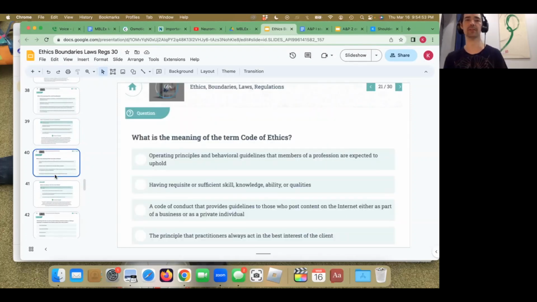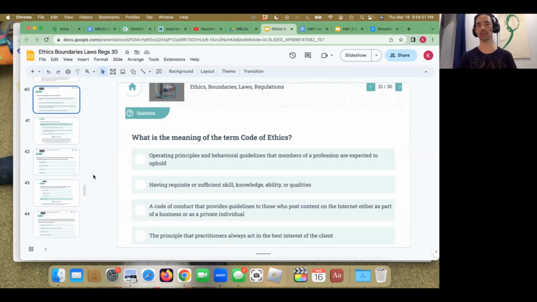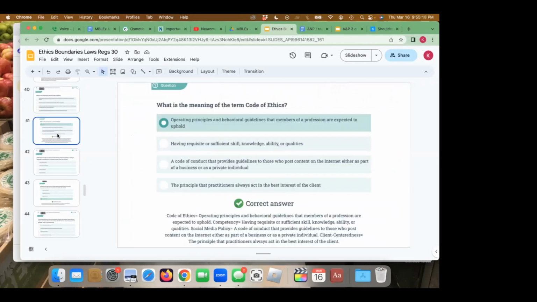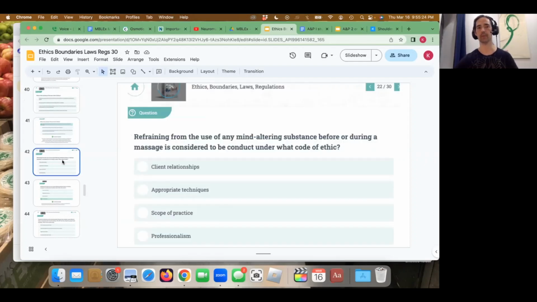What is the meaning of the term code of ethics? Operating principles and behavioral guidelines that members of a profession are expected to uphold, having requisite or sufficient skill, knowledge, ability, or qualities. A code of conduct that provides guidelines to those who post content on the internet as either part of a business or as a private individual. A principle that practitioners always act in the best interest of the client. A. That's right. Operating principles and behavioral guidelines that members of a profession are expected to uphold.